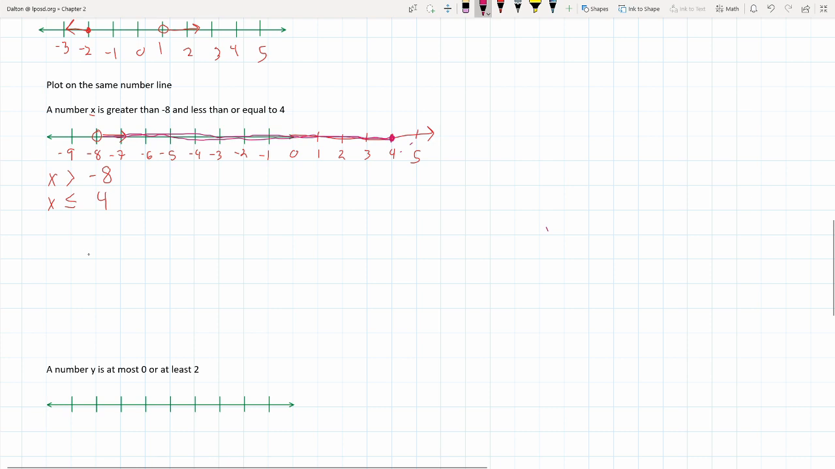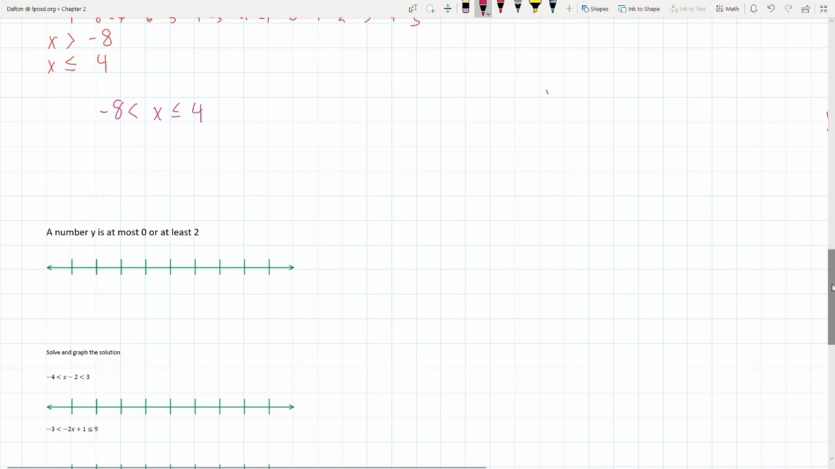We could rewrite this if we wanted to, but it's not necessary. We could have written negative 8 is less than x, which is less than or equal to 4. That is also an option. All right, we're going to move to the next one.